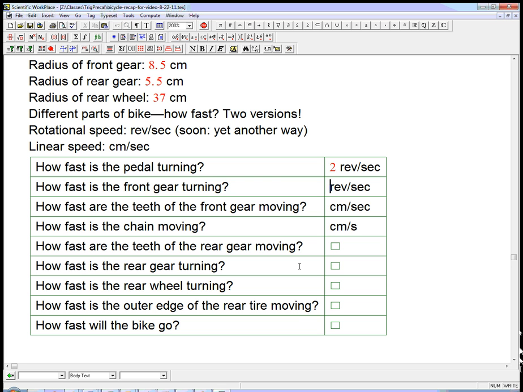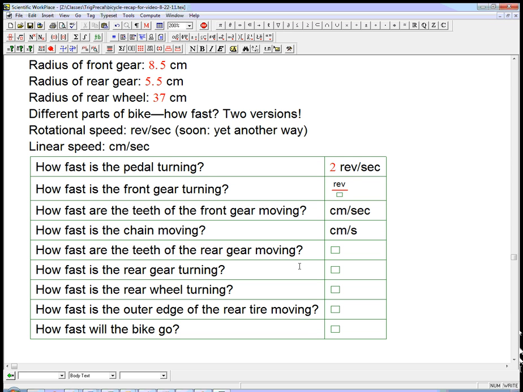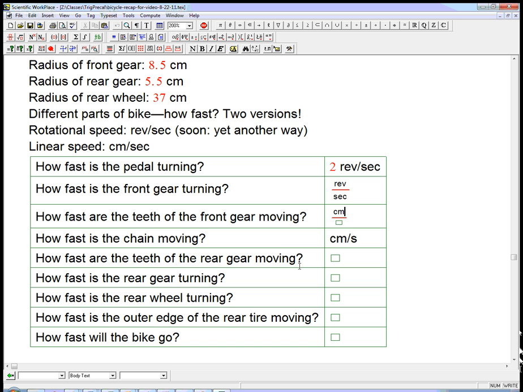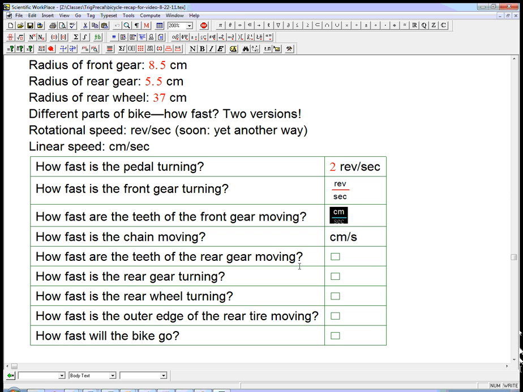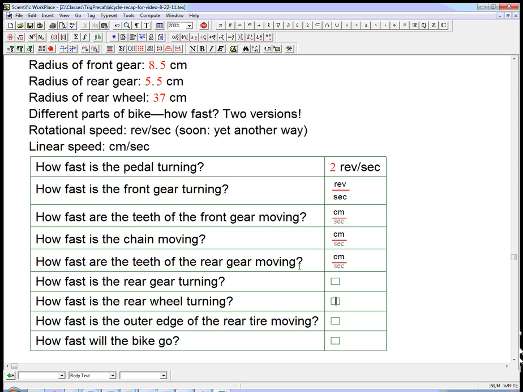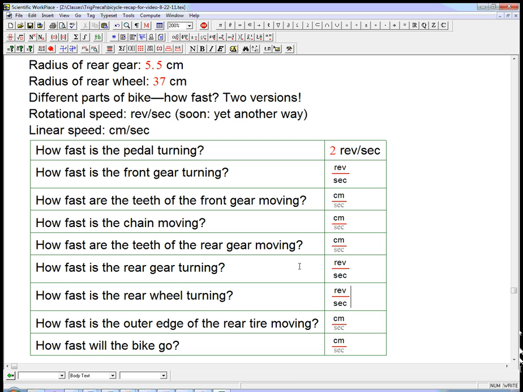You know what? It's going to probably take up less space if I do this. Revolutions per second. Okay. And so this guy is going to be centimeters per second. This guy also centimeters per second, centimeters per second, centimeters per second. And then these guys, whenever it says turning, we're going to do revolutions per second. Okay. So that's really important to get that clear.